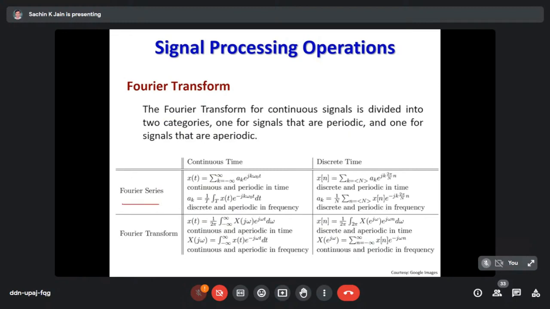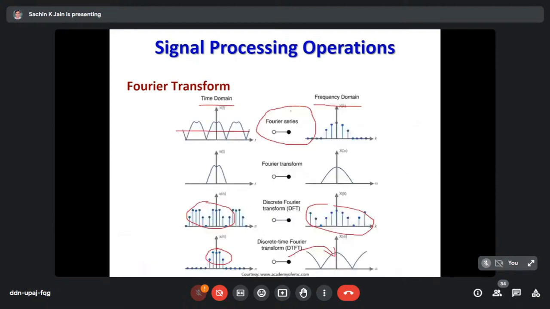Fourier series, when you have continuous and periodic in time, or you have discrete periodic in nature, then we use Fourier series. Fourier transform, it could be aperiodic or periodic but continuous in nature. So these are the mathematical expressions for using the Fourier series, Fourier transform, discrete Fourier transform, or DTFT.